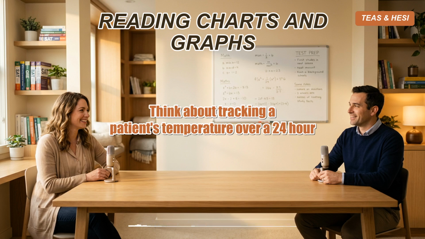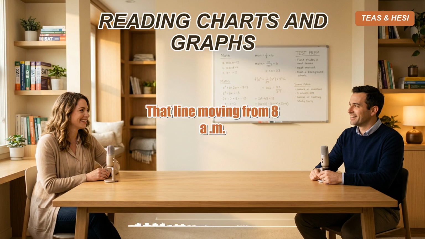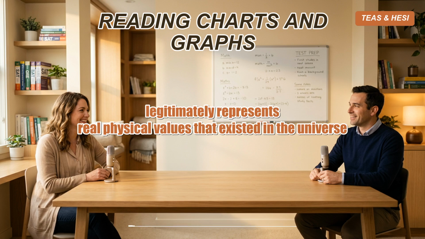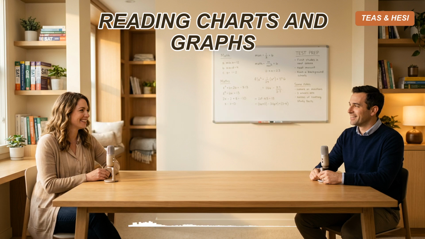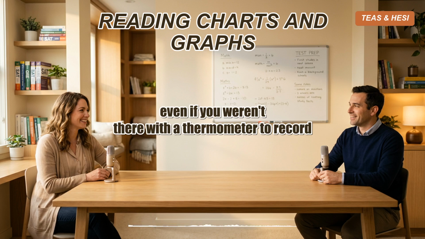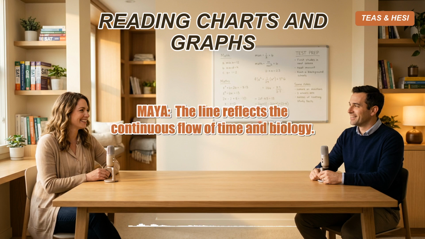Think about tracking a patient's temperature over a 24-hour period. That line moving from 8 a.m. to 9 a.m. legitimately represents real physical values that existed in the universe between those times. Because at 8:30 a.m., the patient had a temperature, even if you weren't there with a thermometer to record it. Exactly. The line reflects the continuous flow of time and biology.